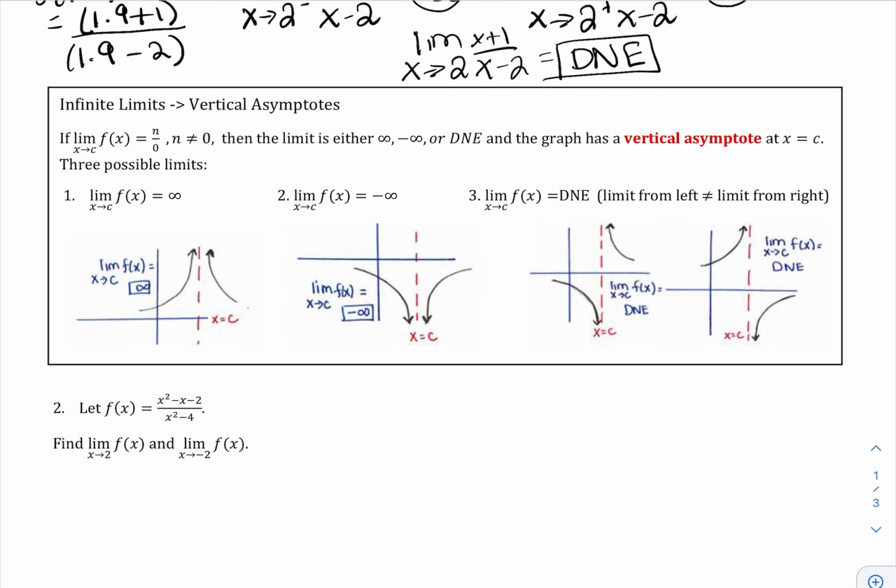And to graph asymptotes, we use a dashed line. And your asymptote is vertical, so you have to write it as x equals c. This is x equals c because the limit is going to c, right? That's where you're getting the x equals c from. So let's do some more examples.